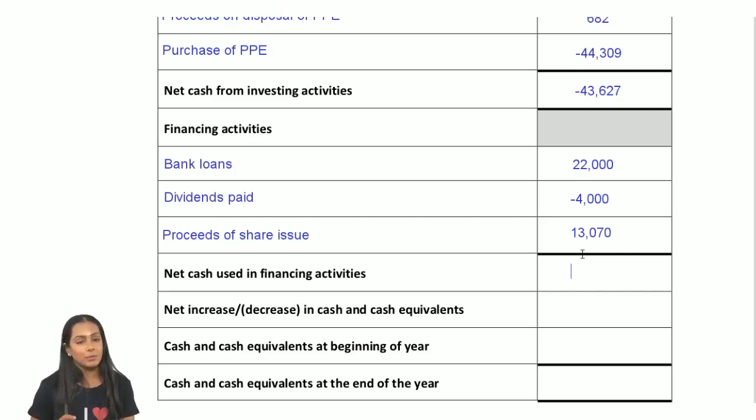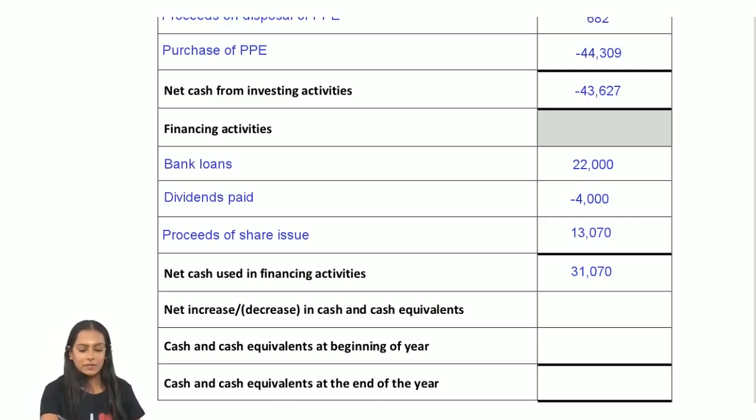Make sure you put in the numbers very carefully in your calculator. 22,000 minus 4,000 plus 13,070. This gives me 31,070. And that is the net cash used in financing activities.